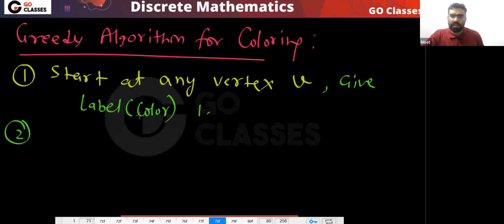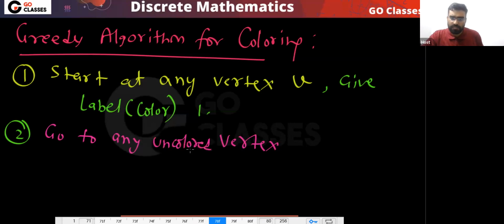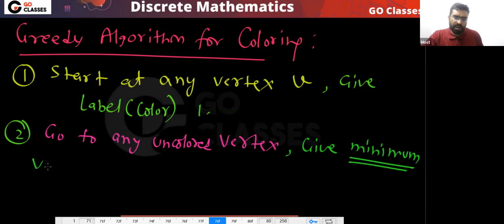Then what do you do? Basically, go to the next vertex. Go to any uncolored vertex. And then what do you do? Give the minimum color available. Give the minimum value which is available.